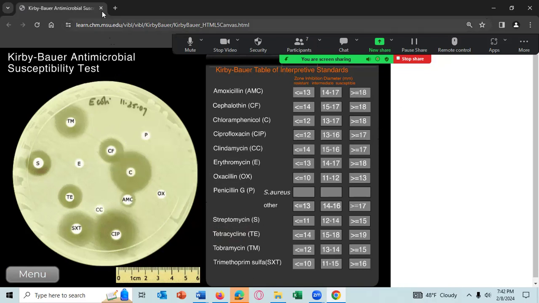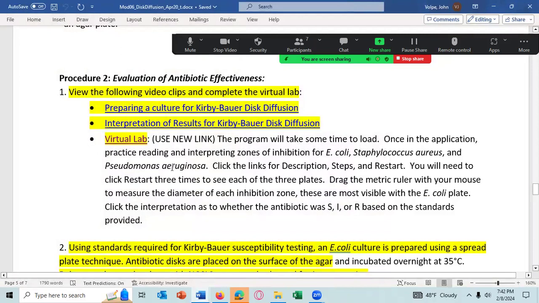If not, let's close that down. Like I said, the virtual lab, if you have a slow internet connection, it may take a while to load. Just give it the time it needs to load.